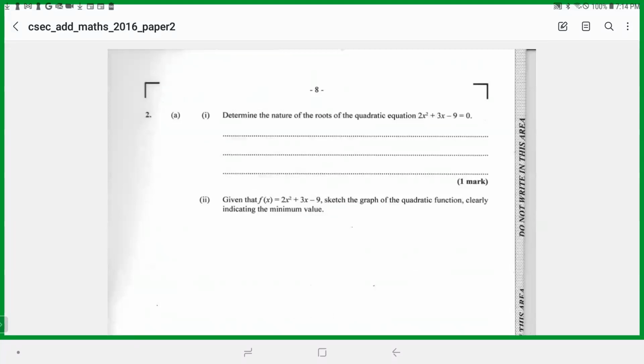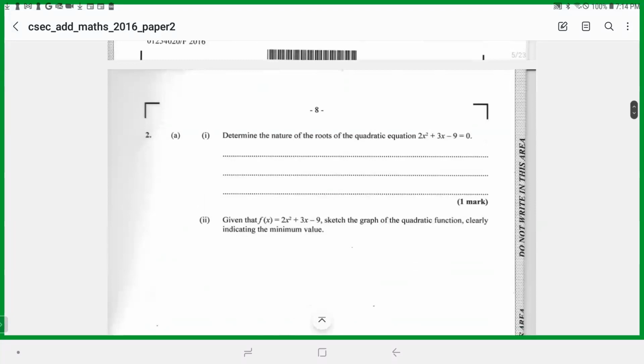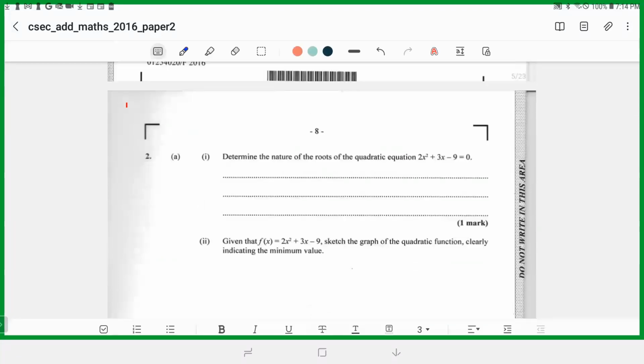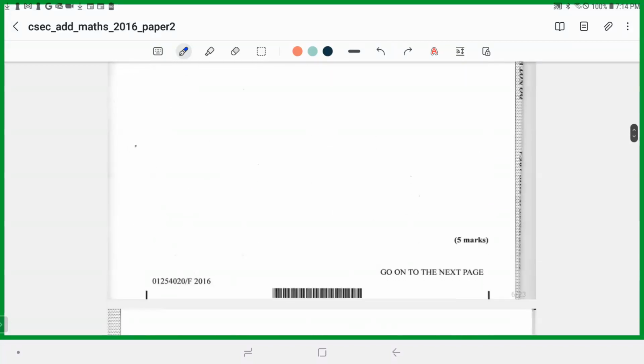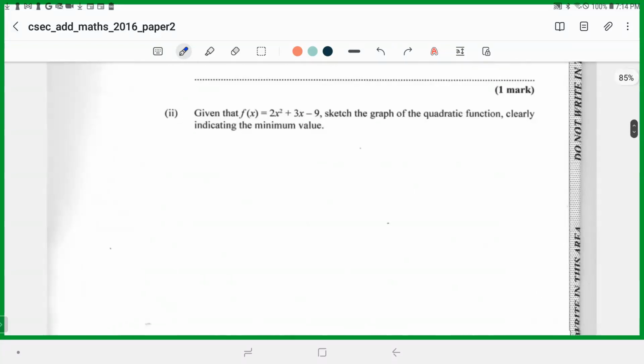So they want us to determine the roots of this, and then sketch a graph and show the minimum. Right? So this one I want us to determine the nature of the roots. They want us to sketch a graph and show the minimum value. All right, let's do this one.